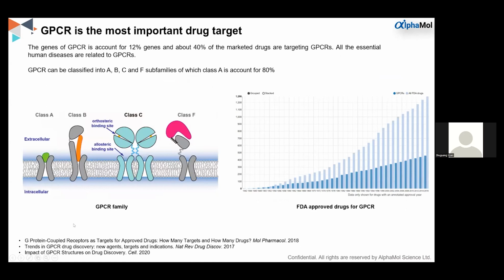When we're talking about modern drug discovery, we cannot talk about it without the most important drug targets, which is the G protein coupled receptor. The G protein coupled receptor is a membrane protein. Proteins can be divided into membrane proteins and soluble proteins. As the name suggests, the membrane protein is embedded in the lipid bilayer, whereas the soluble protein is normally in the cytoplasmic part of the cell. The GPCR gene family accounts for about 12% of the genes in the human body, and about 40% of marketed drugs target GPCRs. Almost all the essential human diseases are related directly to GPCRs or to GPCR signaling.